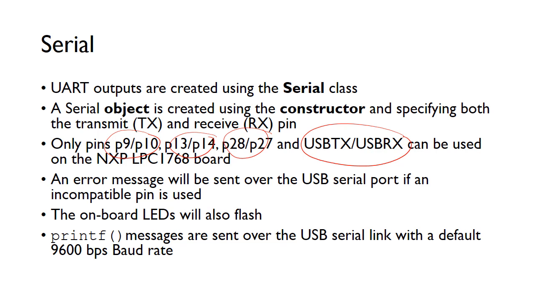If you try and use any of the pins that don't support the UART, an error message will be sent over the serial port, and the onboard LEDs will also flash. printf messages are sent over the USB serial link with a default 9600 bits per second baud rate. When these are sent over the USB serial and it's connected to a PC, you need to be running special software on the PC in order to receive and display those messages.